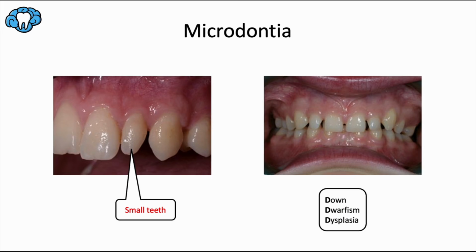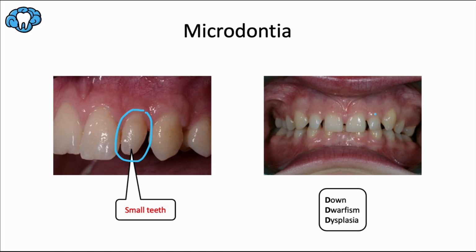Okay, now we're talking about tooth size. So microdontia refers to smaller than normal teeth. We can have localized or isolated microdontia, which is actually fairly common. A peg-shaped maxillary lateral incisor is the most common microdont tooth. We can also, though, have generalized microdontia, where all the teeth are smaller than normal.